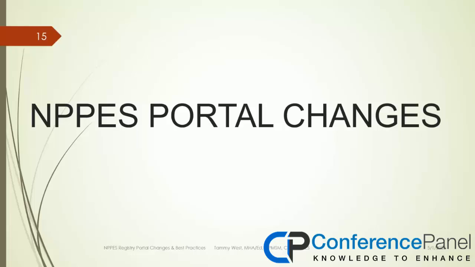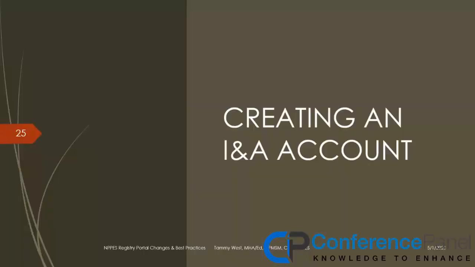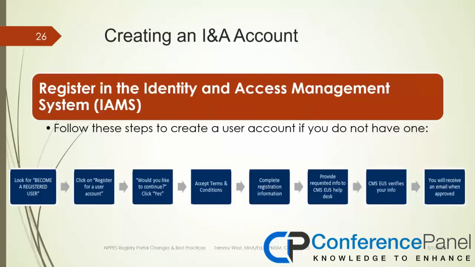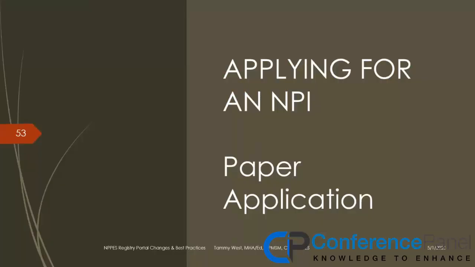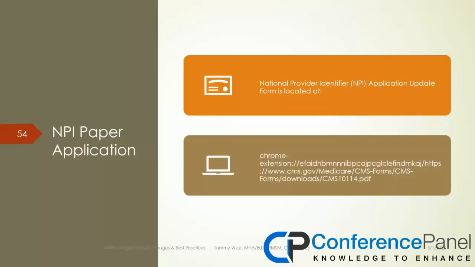Okay, we're going to discuss the NPPES portal changes now that we've gone over the terms that are most frequently used. Now we're going to walk through the steps to create an I&A account. The first thing to do, obviously, is register in the Identity and Access Management System, or IAM. Applying for an NPI number: you can actually go to this website to find the application update form, the NPI paper application form.